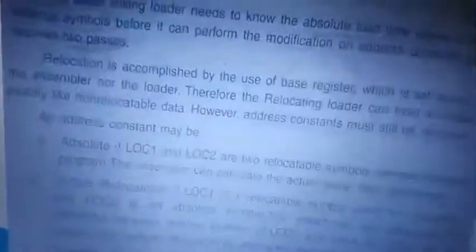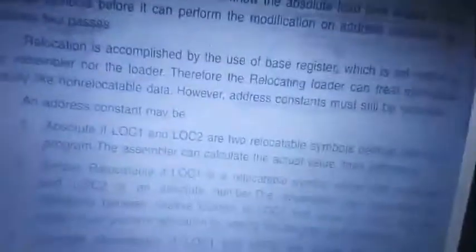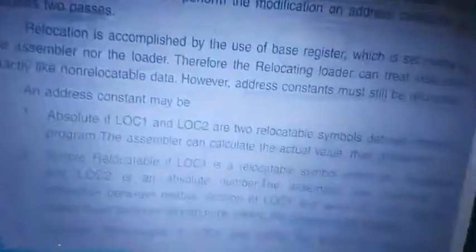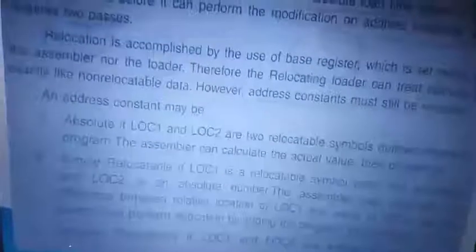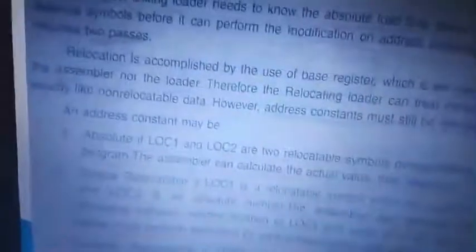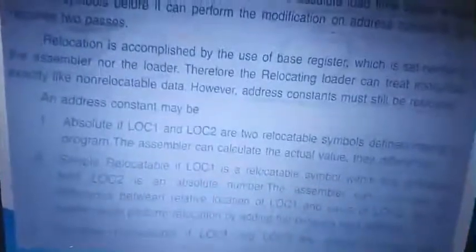If it is directly the assembler, then the absolute loader will do it. If the loader is doing it, then it is a relocating loader. Whatever new address we have, like 900, that becomes the base. Clear? Next, the relocating loader can treat the instruction exactly as non-relocatable, because we are not loading from the absolute location they are giving. You are relocating it, right? So the relocating loader can consider those instructions as non-relocatable until they are relocated. Clear?